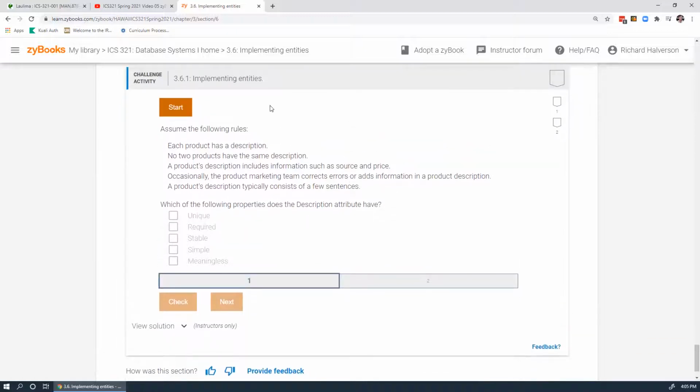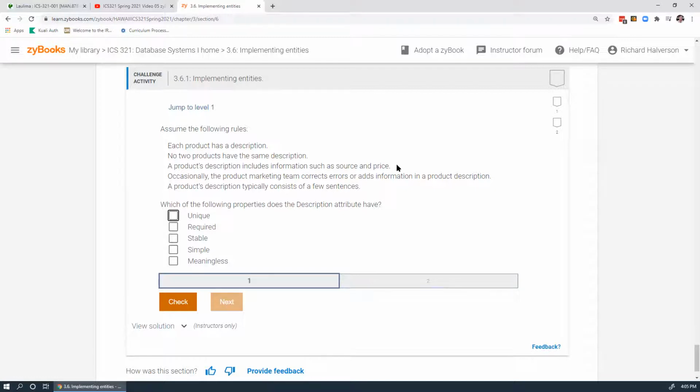So here, assume the following rules. Let's just see what this is. Assume the following rules. Each product has a description. No two products have the same description. The product's description includes information such as the source and the price. Occasionally, the product marketing team corrects errors or adds information to the product description. The product description usually consists of a few sentences.